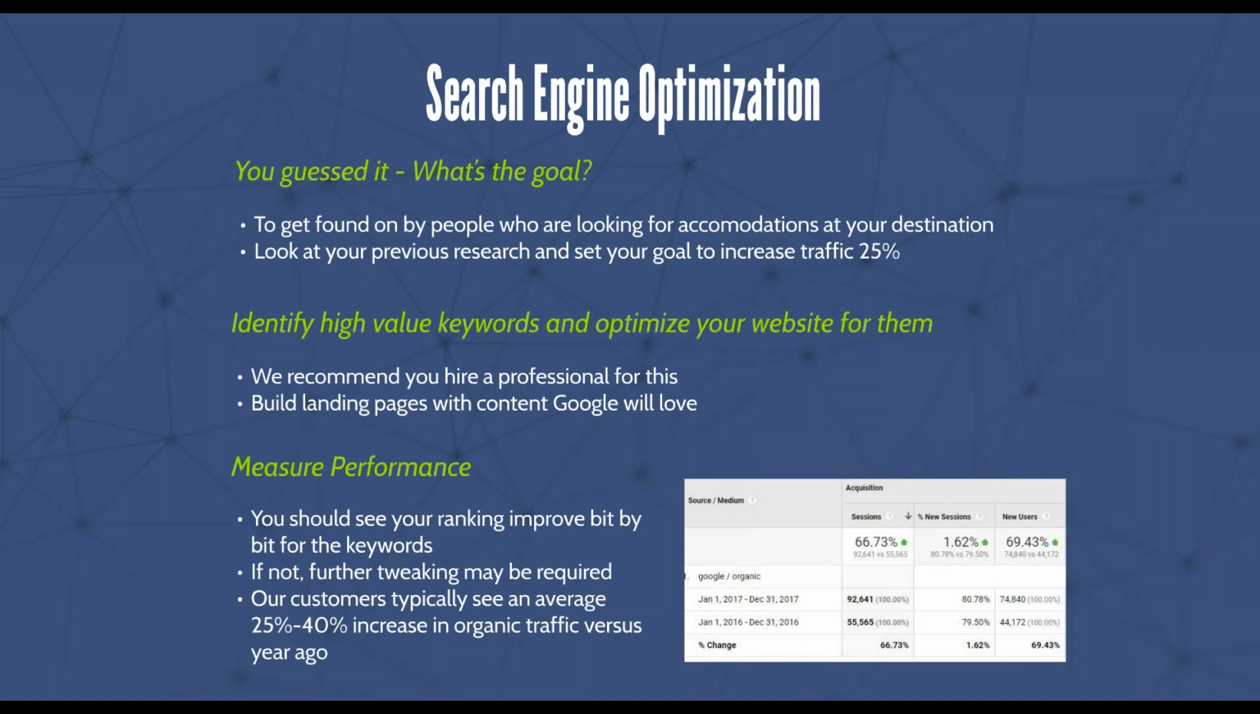So what's our goal? Our goal is to get found by people who are looking for accommodations in your destination. We're wanting to get found by travelers planning a trip to your destination, and looking at our previous research, then setting a goal to increase our traffic 25%. We identify high value keywords and then optimize our website for them. We recommend hiring a professional for this because you can screw this up in a hurry and it changes all the time.